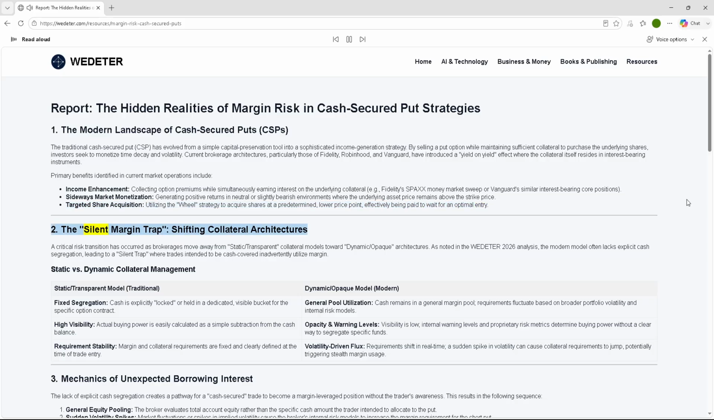2. The silent margin trap, shifting collateral architectures. A critical risk transition has occurred as brokerages move away from static/transparent collateral models toward dynamic/opaque architectures. As noted in the Wedbush 2026 analysis, the modern model often lacks explicit cash segregation, leading to a silent trap, where trades intended to be cash-covered inadvertently utilize margin.